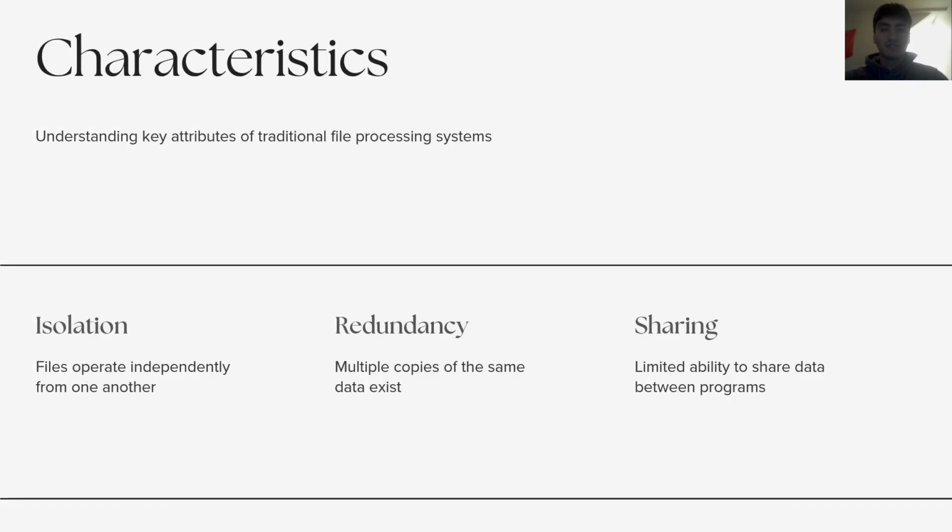Traditional file processing systems have several key characteristics. First, data isolation, meaning information is stored separately from each program. Second, high redundancy, because the same data might be stored in multiple places. Third, limited sharing, making it difficult for different applications to access the same information. Finally, there is program data dependence, meaning if you change the file structure, you often must change the program code too.